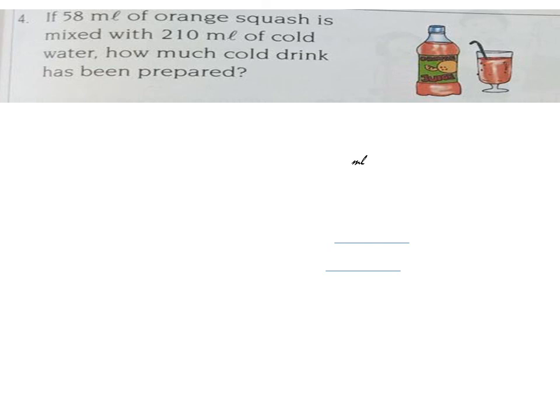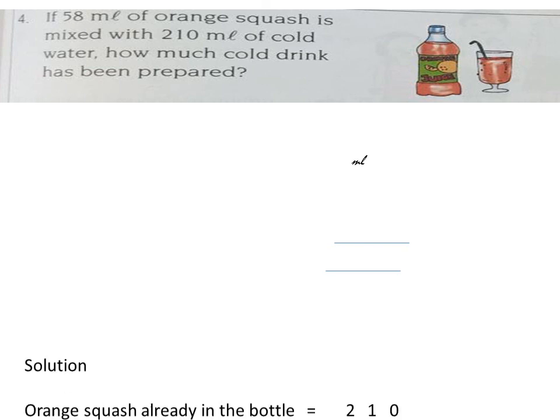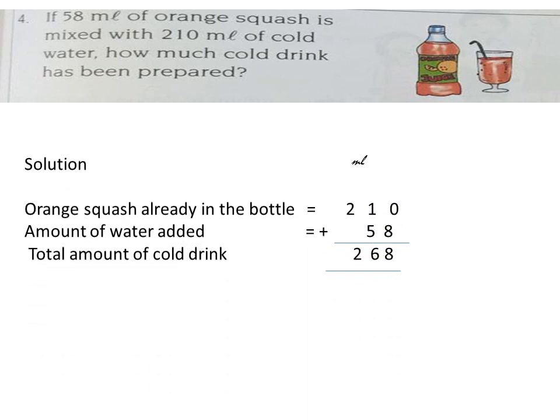Fourth sum. If 58 milliliter of orange squash is mixed with 210 milliliter of cold water, how much cold drink has been prepared? So solution. Orange squash already in a bottle. How much it is? Yeah, it is 210 milliliter. Amount of water added, it is 58 milliliter. So you have to put together, that is you have to add. 0 plus 8 gives you 8, 5 plus 1 it is 6, 2. So total amount of cold drink is 268 milliliter.